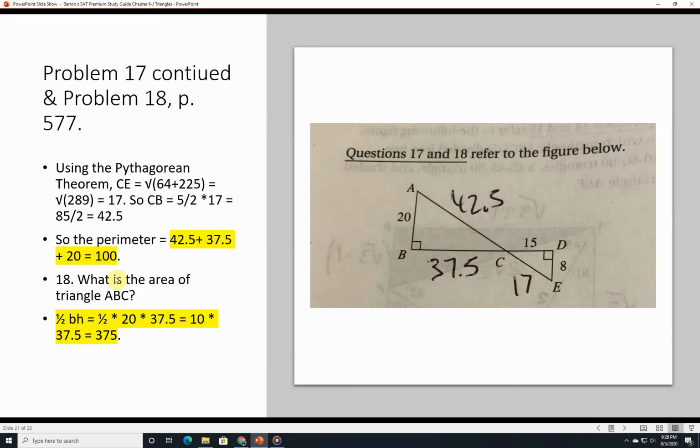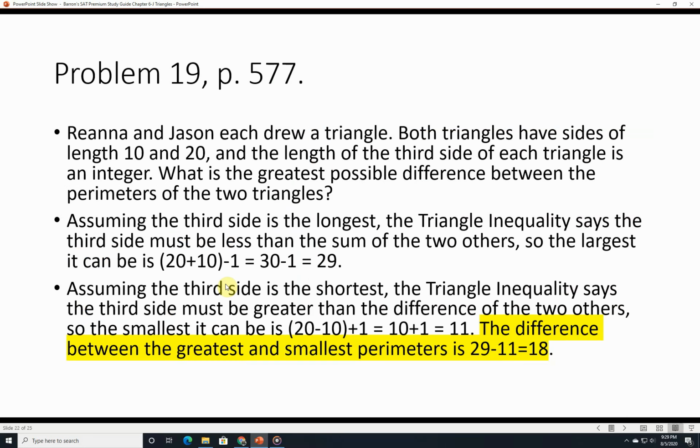So 18, what is the area of triangle ABC? Well, we know that the base is 20 and the height is 37.5. 1/2 times 20 is 10, so you just end up with 37.5 times 10, which is 375. So there's your answer. Problem 19, page 577.